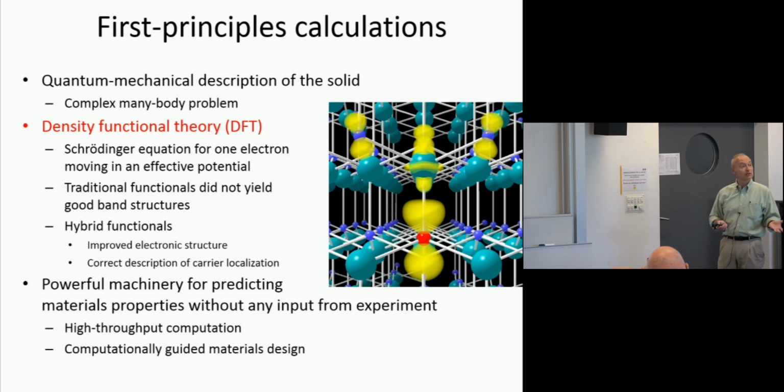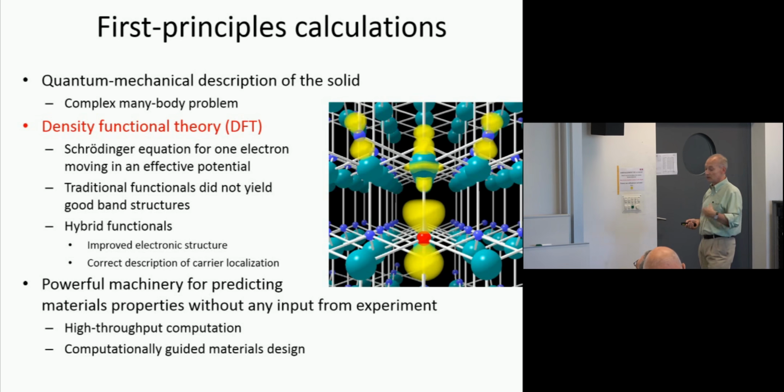Where the approximations lie is in determining what that effective potential is, which is done in terms of a functional of the charge density. And traditionally, the functionals that were used for that led to inaccuracies in the description of the electronic structure, the most well-known of which is the underestimation of the band gap of semiconductors and insulators. In recent years, a lot of progress has been made in this respect.